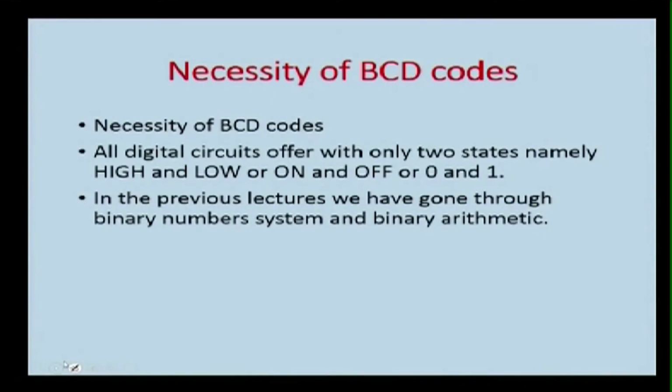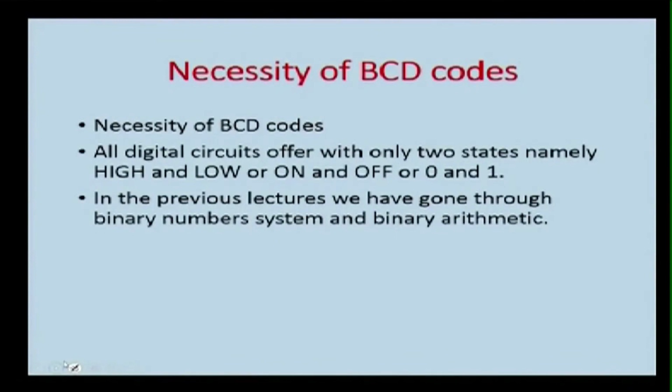Now, having seen all this, there is another part of the binary numbers that is very important when it comes to handling computers or any arithmetic dealing with computers. Now, the BCD number is also a very, very important number system. It's called the binary coded decimal number or binary coded decimal codes. The necessity of this is only this. All digital circuits offer only 2 states, namely high and low, on and off, or 0 and 1.